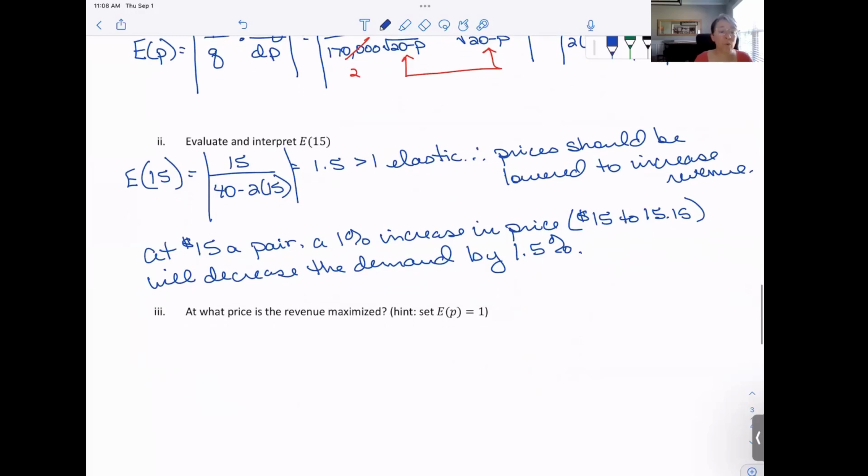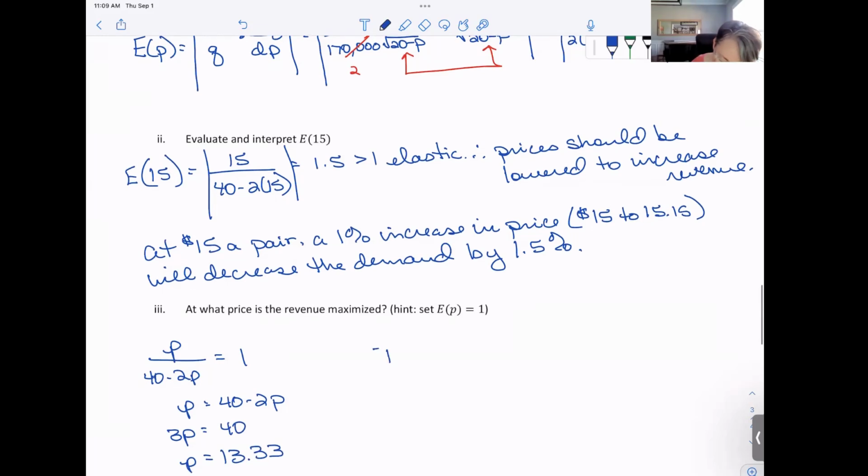Now, the last thing is, at what price is the revenue maximized? So remember, that's the unit elasticity. We want to set that E of P equal to 1. We're going to take that P over 40 minus 2P, and we're going to set it equal to 1. Multiply both sides by 40 minus 2P. We get P equals 40 minus 2P. Add the 2P to both sides, and we end up getting 13.33. So we would say to maximize revenue, price should be 13.33.